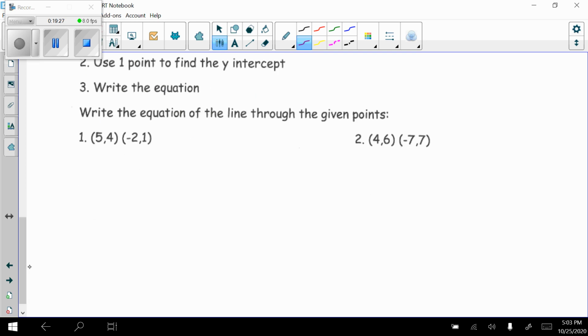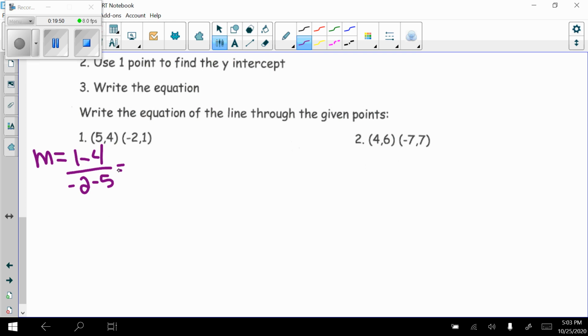So write the equation of the line through the given points. First one, points 5, 4, -2, 1. Find our slope. Remember our slope formula? M equals y2 minus y1 over x2 minus x1. So subtract my y. So 1 minus 4 over, subtract the x's, -2 minus 5.